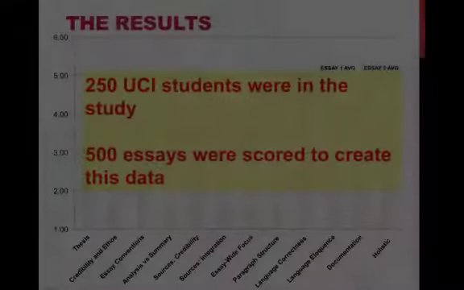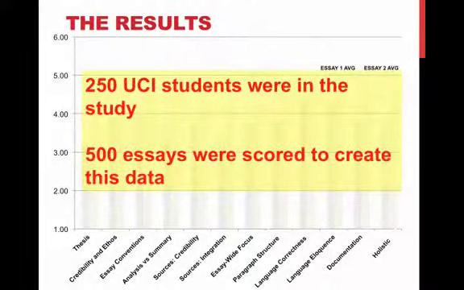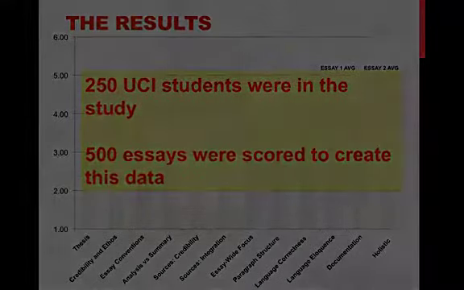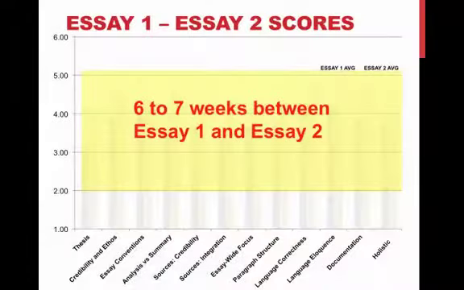Before I go on to show you the results of Essay 1 and Essay 2, I'd also like to note that we had approximately 250 UCI students in the study, so 500 essays were scored to create this data. This number of essays is a statistically significant number of the overall students in 39B, so we can theorize that the results of this study are widely applicable to all the students in 39B. Another thing I'd like to note before we look at the results is that the students had 6 to 7 weeks between Essay 1 and Essay 2. The gains that students made, they made in a very short amount of time.